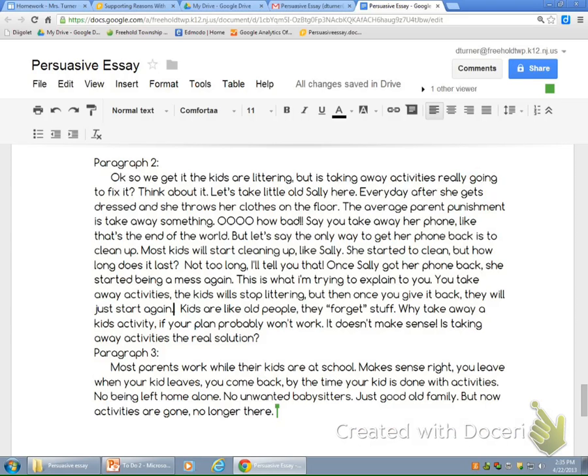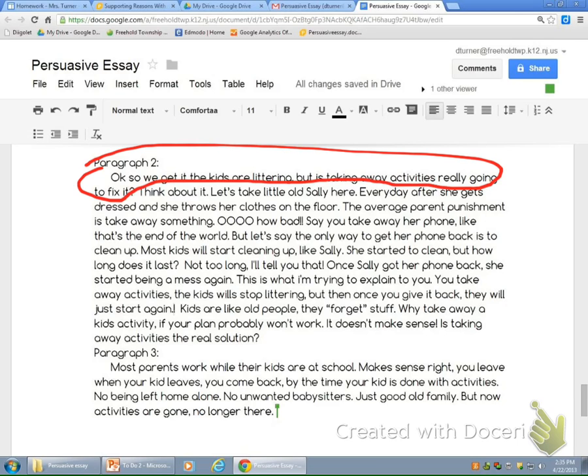All right. So in this example, it says, okay, so we get it. The kids are littering, but is taking away activities really going to fix it? So right now, you automatically know what she's trying to prove. She's trying to say, you know what? It's not going to fix the problem. Kids are still going to do it. So let's see what evidence she uses to illustrate this point. So all eyes are up here. Think about it. Let's take little Sally here. So what kind of evidence is this?